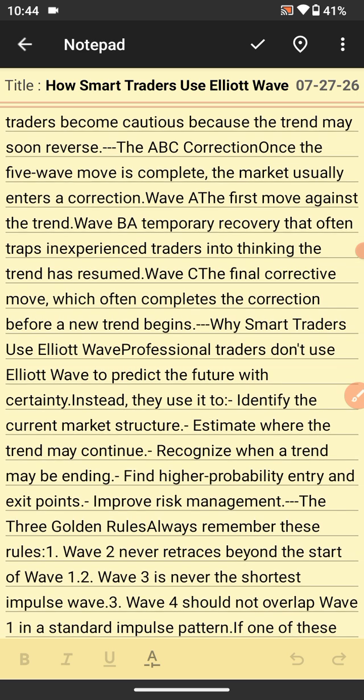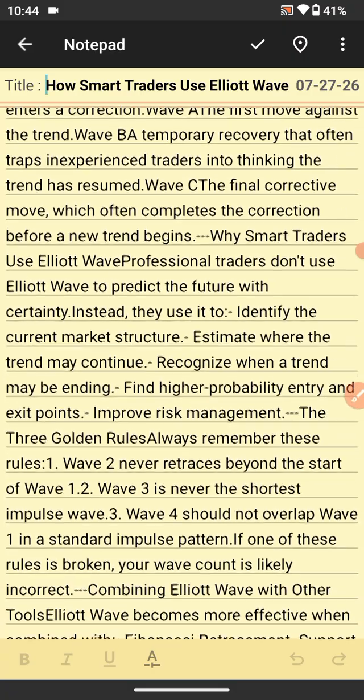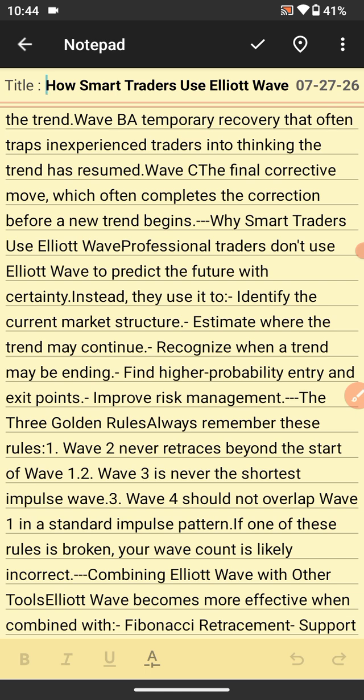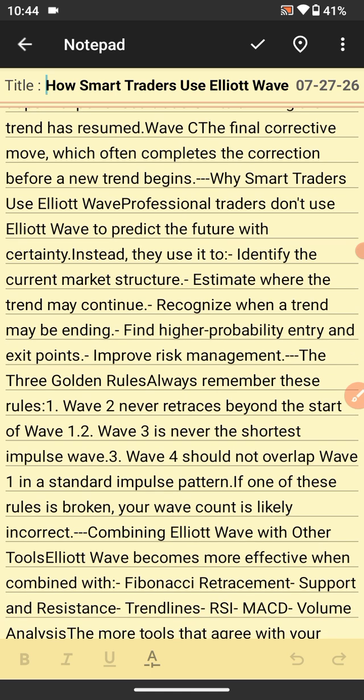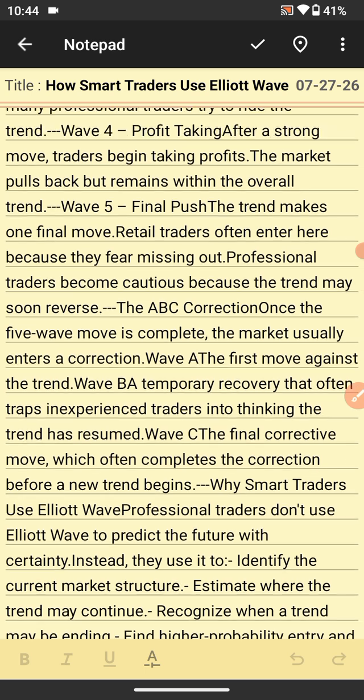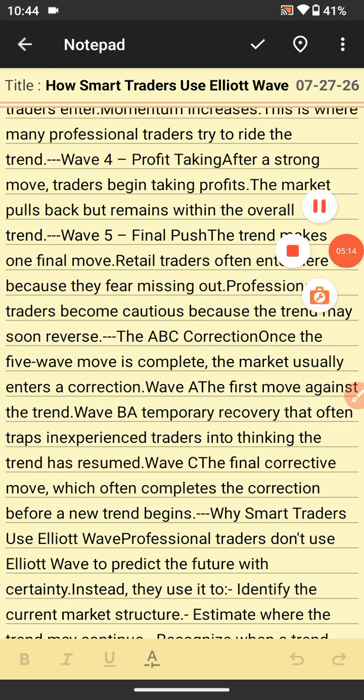Why do smart traders use Elliott wave? Professional traders don't use Elliott wave to predict the future with certainty. Instead, they use it to identify the current market status, estimate where the trend may continue, recognize when a trend may be ending, find higher probability entry and exit points, and improve risk management. So all we have just learned here, I will then take directly to the chart to demonstrate and illustrate the 5 impulsive and corrective waves in Elliott wave.